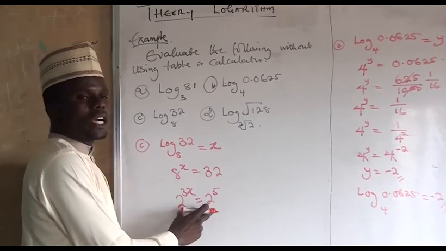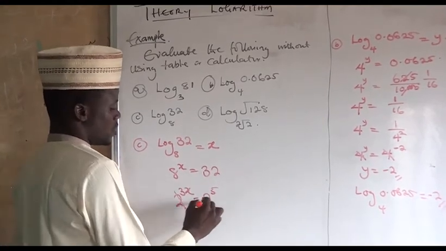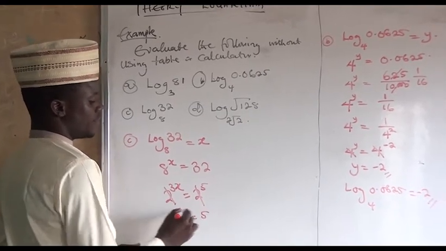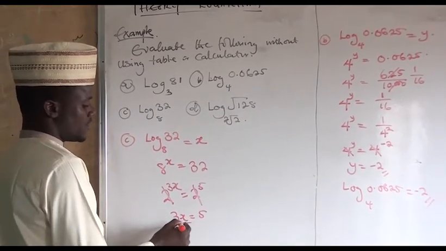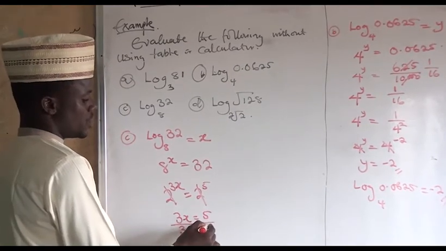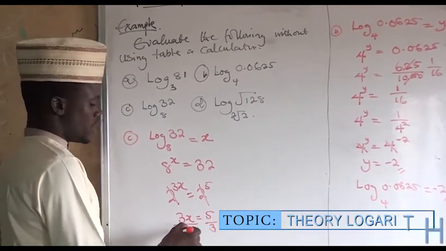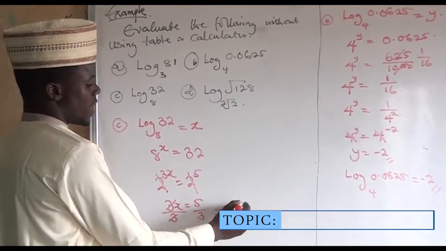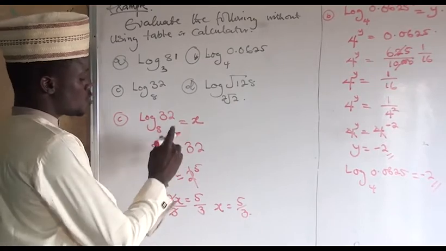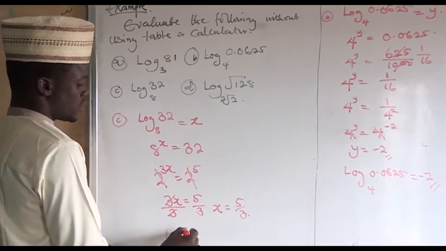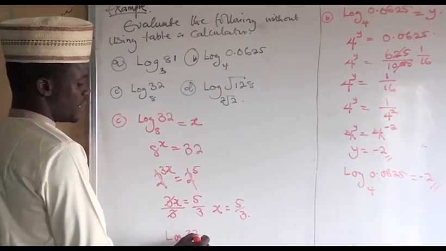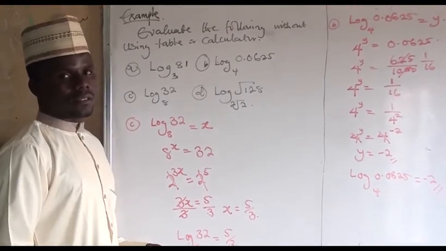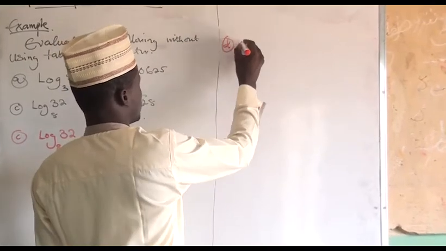So they have equal bases, then we equate the powers. So here we have 3x equals 5. So we need to know x. We now say divide both sides by the coefficient of x, which is 3. So 3 cancels 3. So now x is equal to 5 all over 3. So also here we can state log 32 base 8 is equal to 5 all over 3, and that is the answer. Let's look at the other example, that's D.